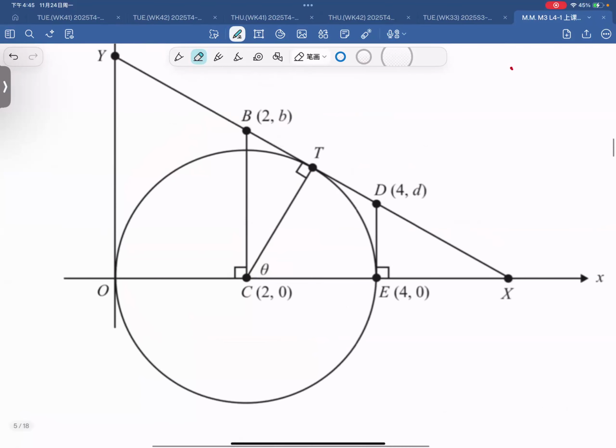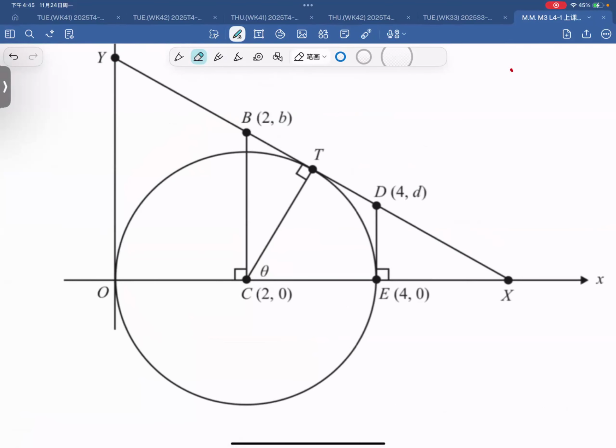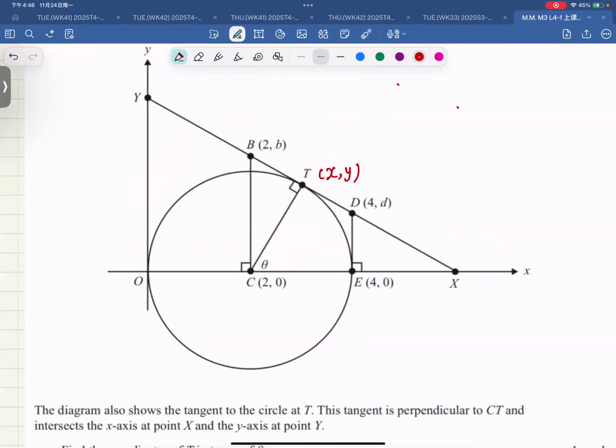So basically, we want to find the coordinate of T, right? So if I draw a triangle here, we find the x and y coordinate, in terms of theta, right? In terms of theta means theta could be changed. How to explain it? Theta is something you don't know, but you just assume it's a given value, although you don't know the exact value.